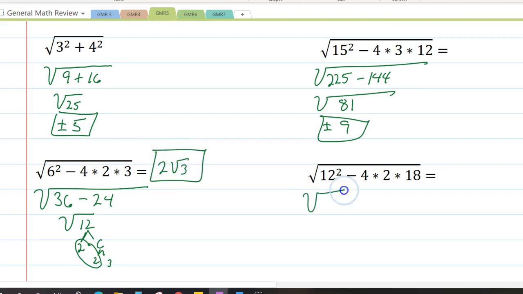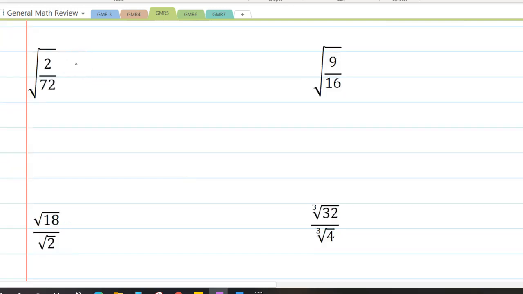12 squared is 144. Negative 4 times 2 is negative 8. Negative 8 times 18 is negative 144. Well, 144 minus 144 is the square root of 0. The square root of 0 is simply 0. Now, there is no plus or minus 0. It's only 0. Now, if you have fractions like this, there's two ways of doing it.